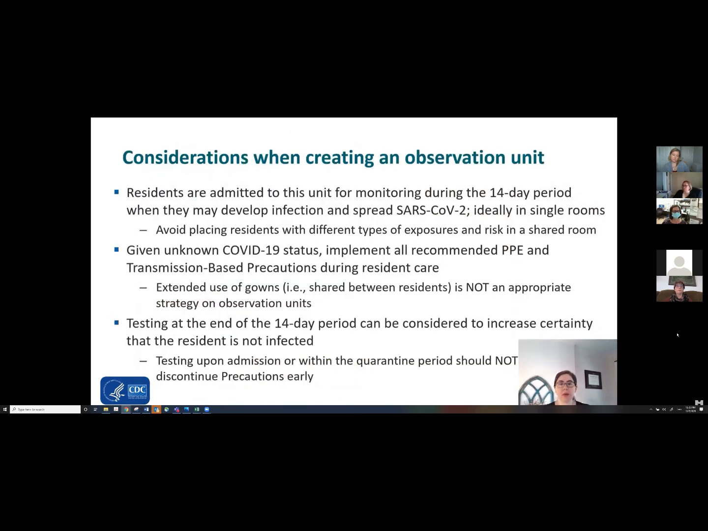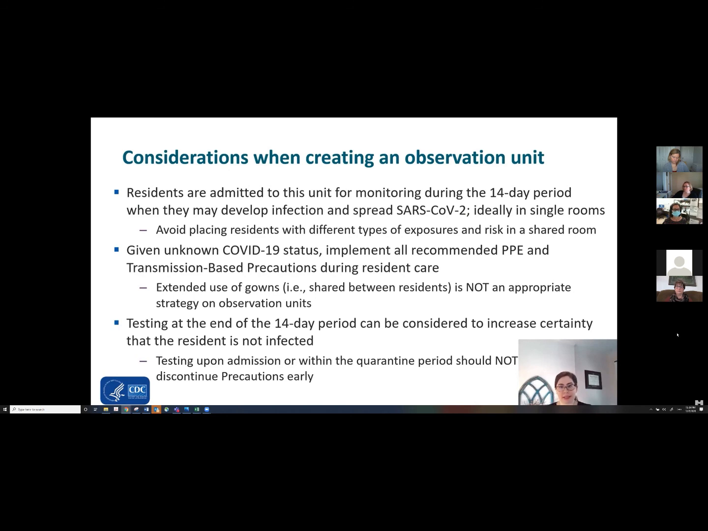So since I did in this example, and I have talked a little bit about this observation unit, I did want to discuss considerations for when you are trying to create a unit like this. So we do recommend that depending on COVID-19 activity in your area, that you place residents who are newly admitted or readmitted into a single person room or an observation area where they're cared for in full PPE, so transmission-based precautions, for 14 days, because we are concerned that they may have had exposures and could go on to develop infection and spread SARS-CoV-2.